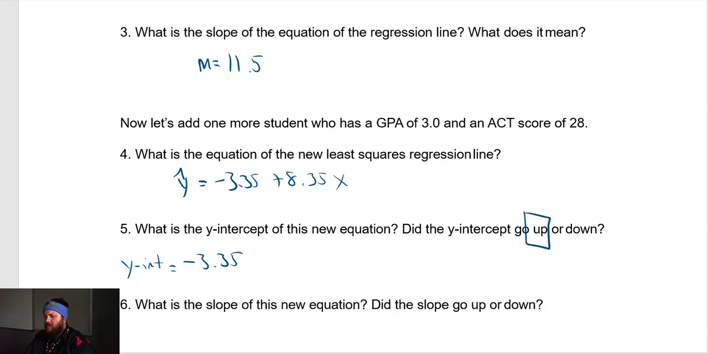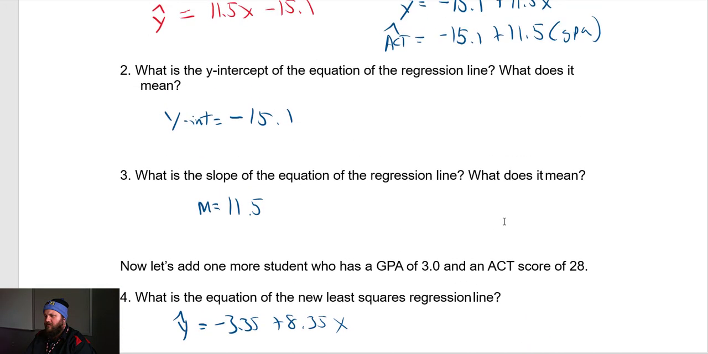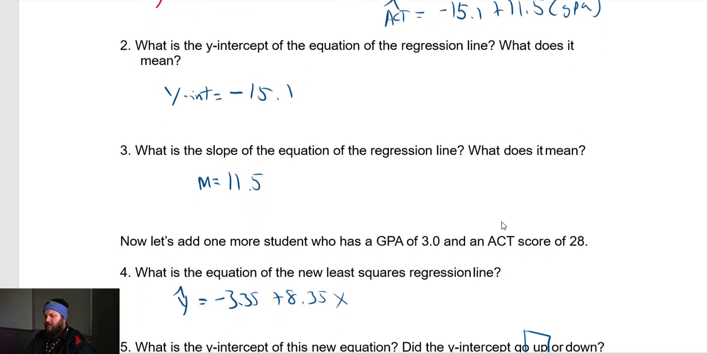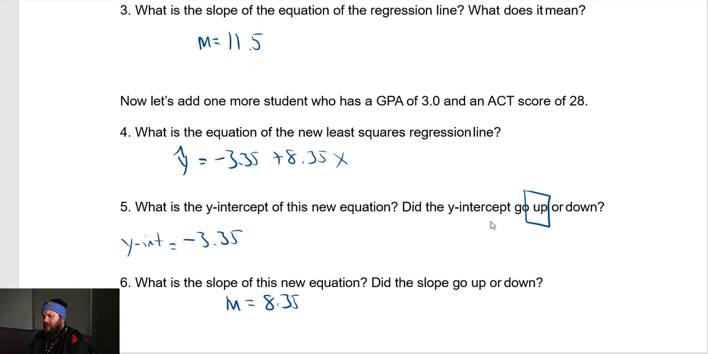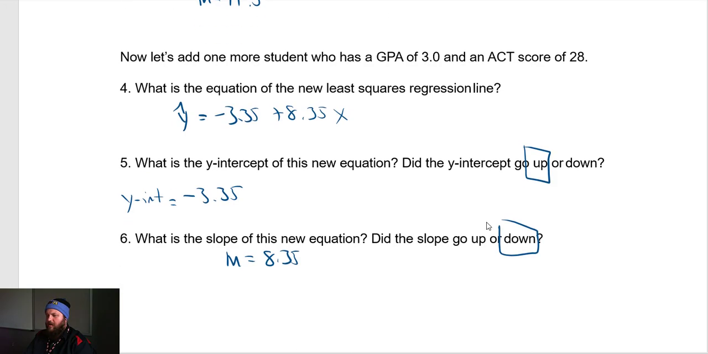And then what is the slope of the new equation? Well, our new slope is 8.35. And what happened to that slope? We had a slope of 11.5, so our slope went down. So that's all that happened with that added data point.